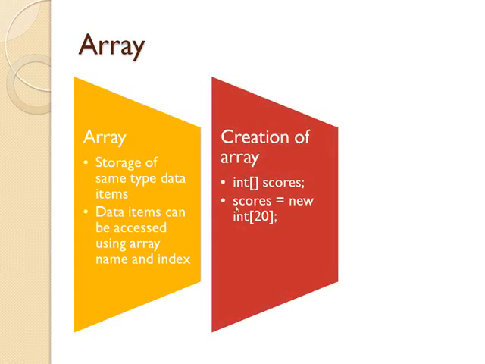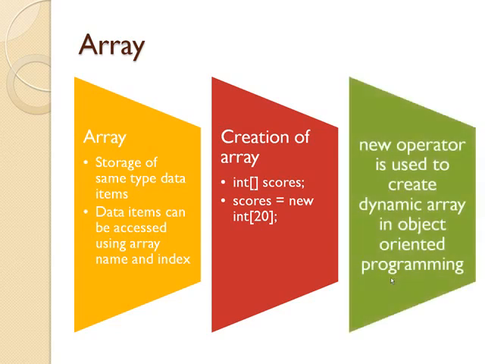Creation of an array: we can create an array like this, int open bracket close bracket scores. So we are trying to create an array named scores, which is going to store integer values. Here is another way: scores equals new int 20. This means we are trying to create an array named scores, which is of size 20 and which can store integer values. To create a dynamic array, the new operator is used in object-oriented programming.